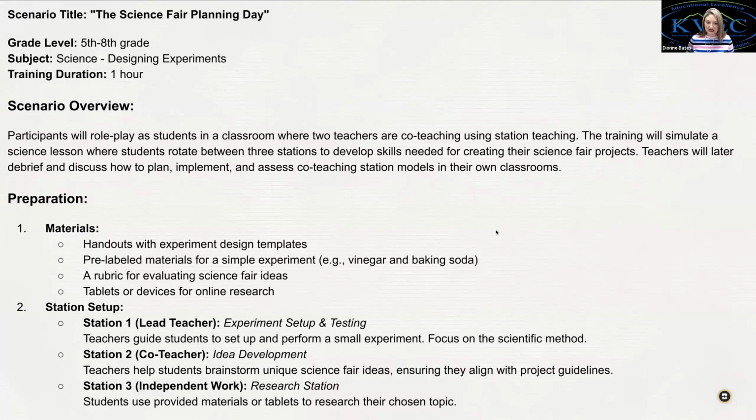So then we're going to set up a station, right? One teacher might take a station that would be experiment setup and testing, so maybe you're conducting an experiment, while the other teacher might be working on science fair ideas or projects. So they're working on idea development. And then another station might be the research station, where they're conducting the actual research.